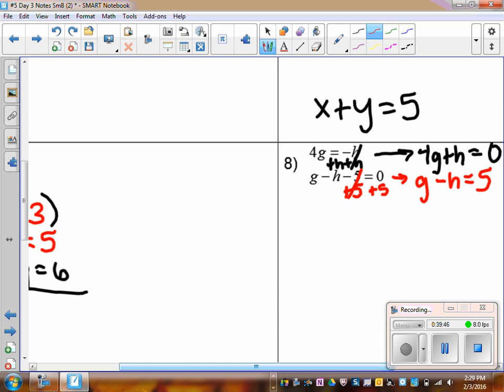And then, Jenny, would I need to multiply anything here, or do I already have opposite coefficients? You don't have to multiply. Right, because I already have opposite coefficients of a positive h and a negative h, so that we can go down together. So if you didn't get 7 and 8 yet, go ahead and do those. And then we're going to come back together and go over homework and take the quiz.